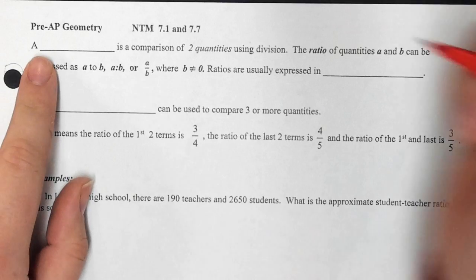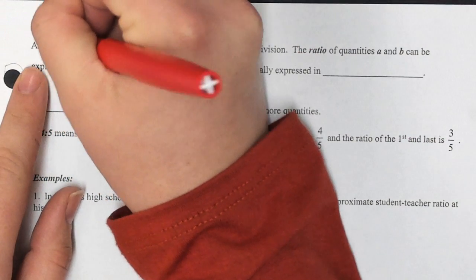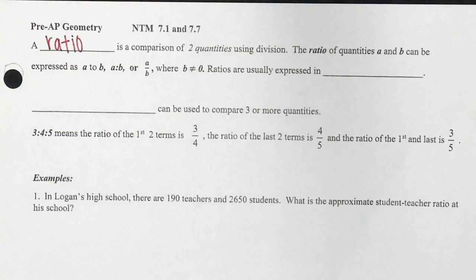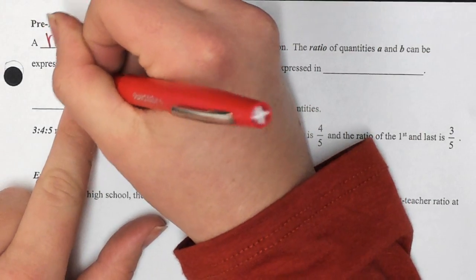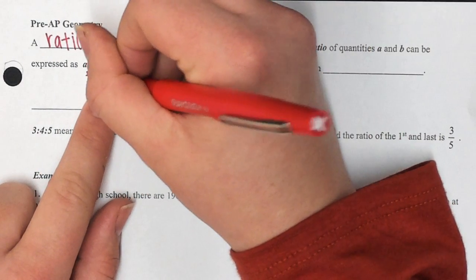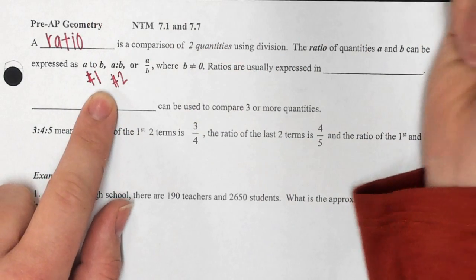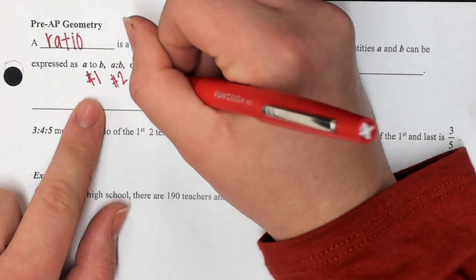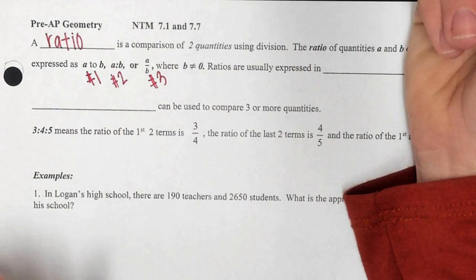So the first blank is a ratio. A ratio is a comparison of two things using division. We can write this in three different ways. So if we're just using, for example, ratio A and ratio B, here's number one: we can write it as A to B. You can write it as A colon B. That's the second way. Or the third way, we can write it as A over B.